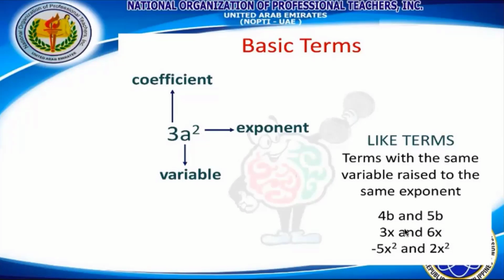Okay? 4b and 5b, terms with the same variable raised to the same exponent are called like terms. So 4b and 5b, ang exponent nila ay 1. 3x and 6x, ang exponent nila ay 1. But negative 5x squared and 2x squared, they have the same exponent, which is 2. Okay?